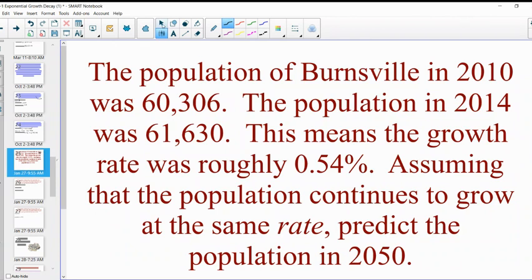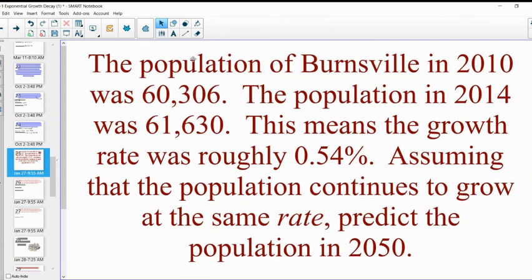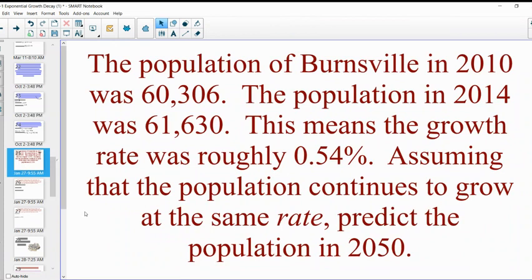The population of Burnsville in the year 2010 was 60,306. 4 years later, it was a little bit more than that, 61,630. And so if you look at the growth over that time period and divide by how long it took, you'll get a growth rate of about 0.54%. I rounded it to 1/100th of a percent. And we'll see that this makes for a little bit of rounding error, but I'm going to go with 0.54%. Assuming the population continues to grow at the same rate, predict the population in 2050.